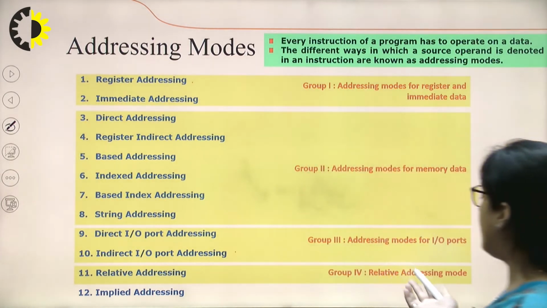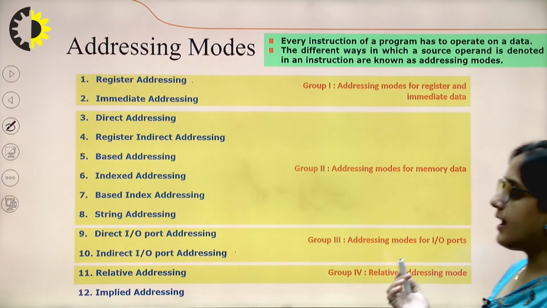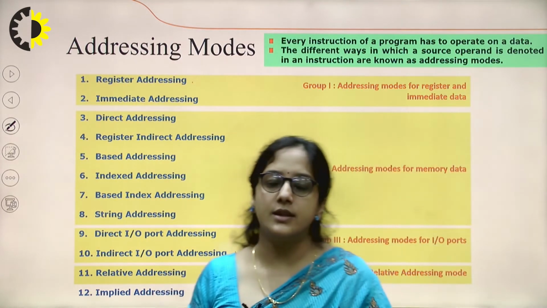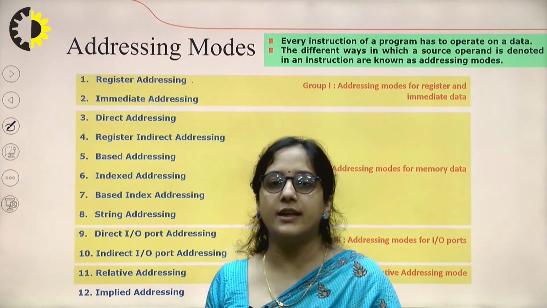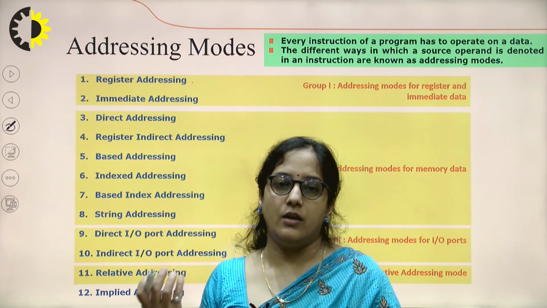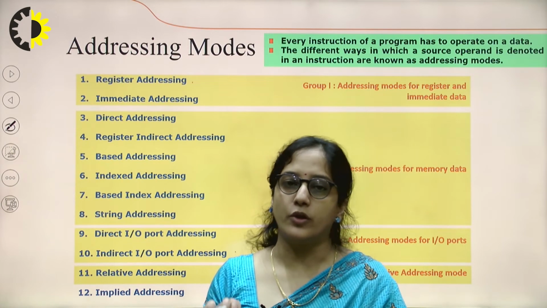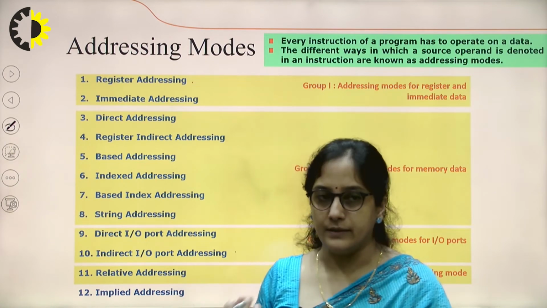Next group is relative addressing. In this case, we are using the IP, instruction pointer, and we are giving a relative address for moving from one location to another for accessing the data.